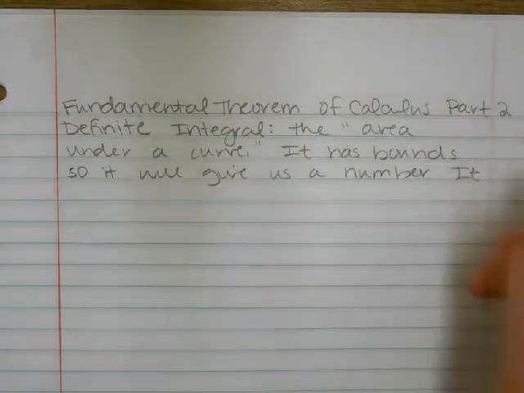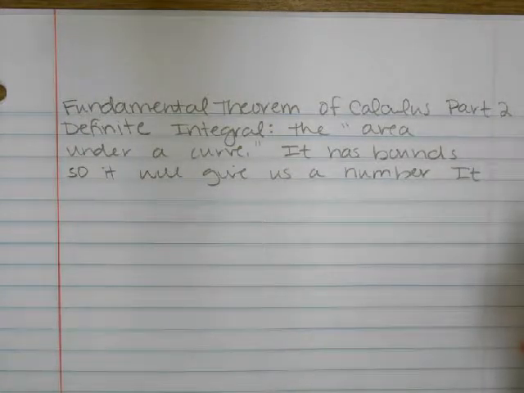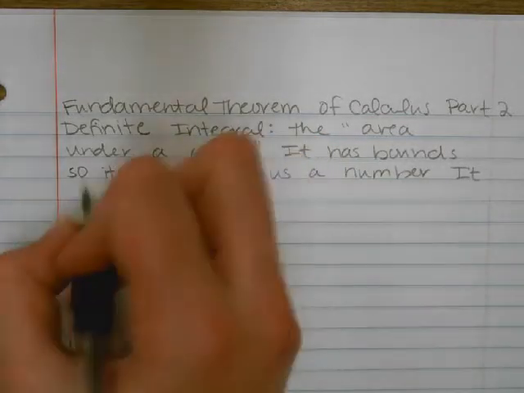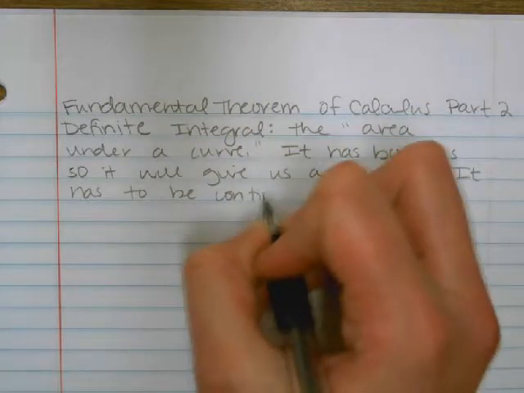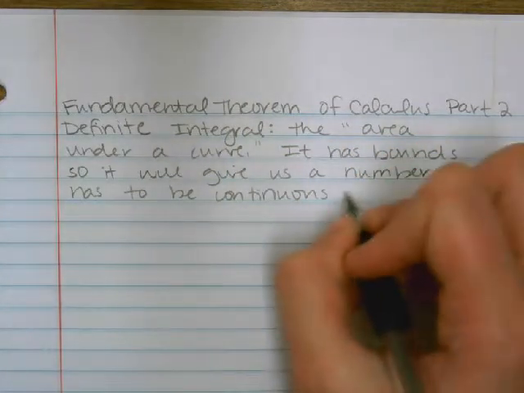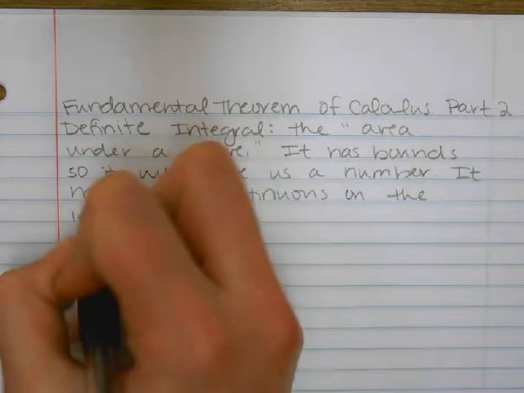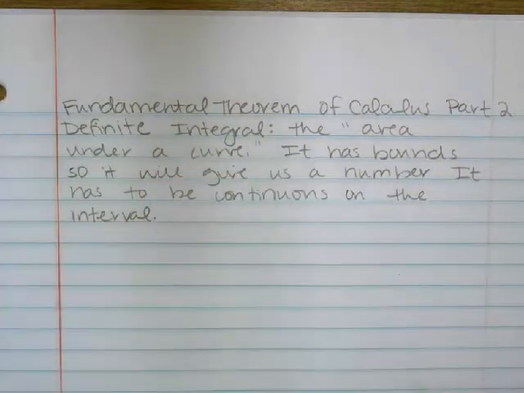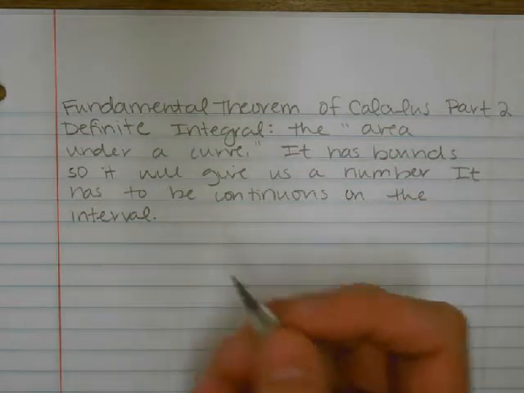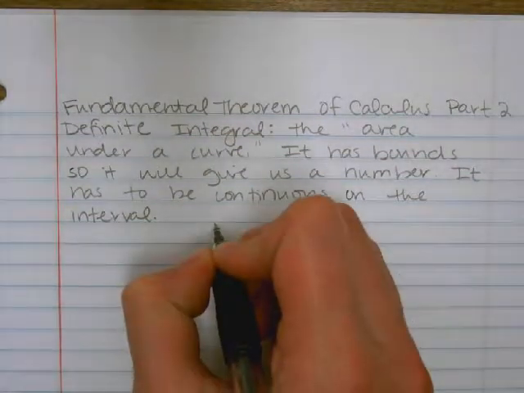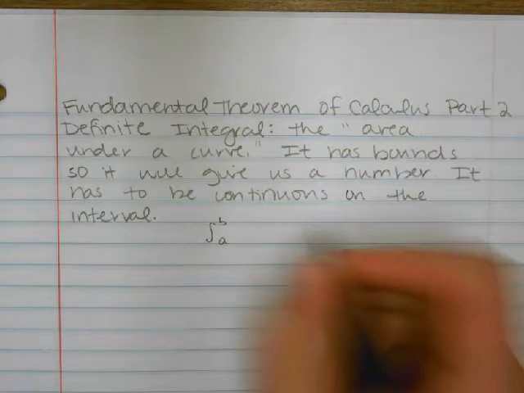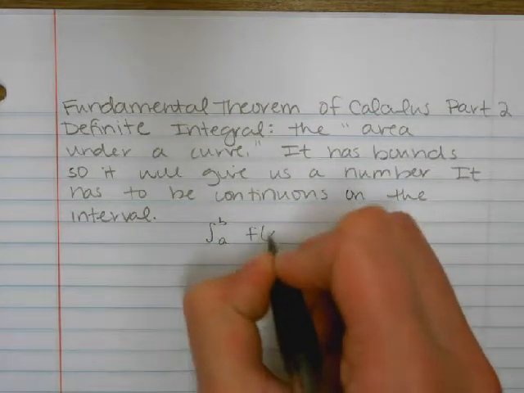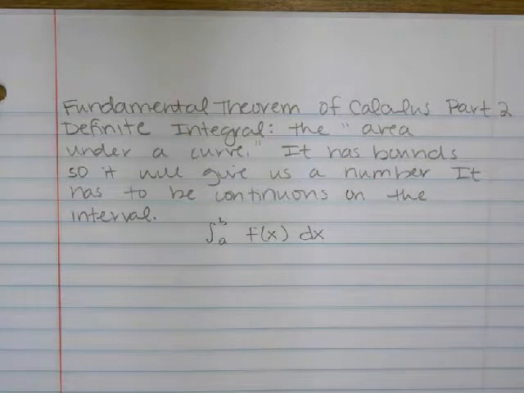If you recall, whenever we find the area underneath the curve, it has to be continuous on the interval that we're using to find the area. So this would be like we're looking for the area from a to b of f of x dx.